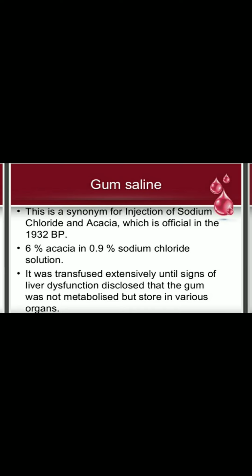So this gum saline has sodium chloride; in gum saline, gum is acacia and saline is sodium chloride, and it is officially given in the British Pharmacopoeia in 1932. Now a 6% acacia and 0.9% sodium chloride solution is known as gum saline, and it was transfused extensively. A study of liver dysfunction disclosed that the gum was not metabolized but stored in various organs.